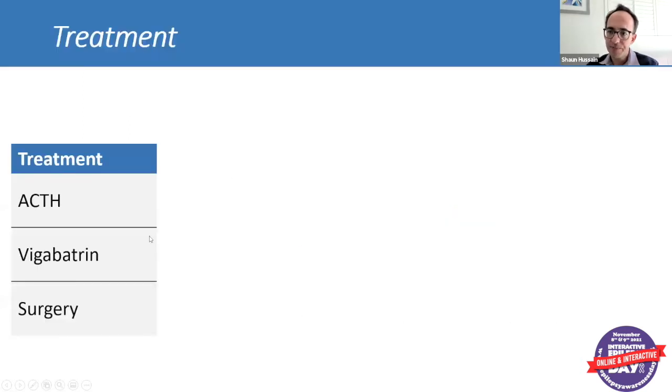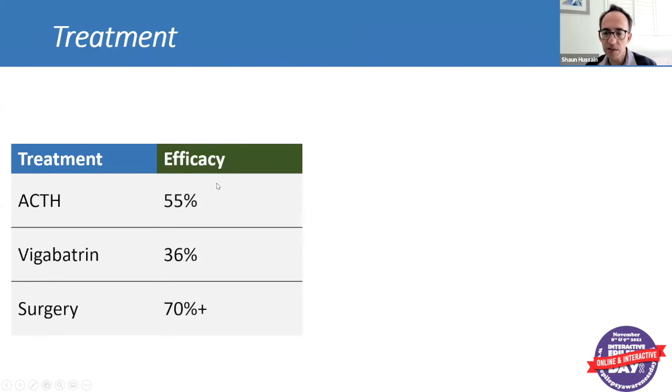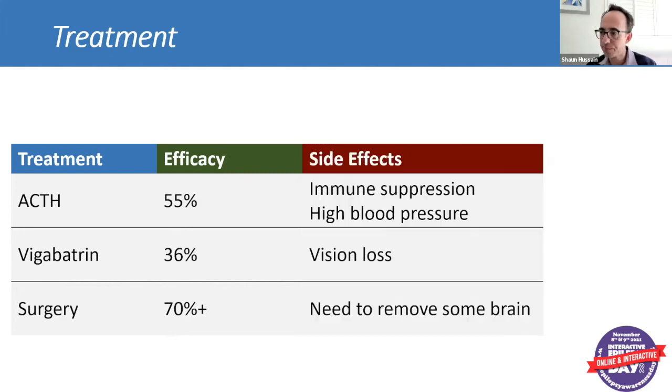So when it comes to treatment, the three main things are hormonal therapy, in principle ACTH, a second drug called vigabatrin, and surgery for very select candidates. The effectiveness of these therapies varies a bit, but none of them are nearly as good as we would like. ACTH and hormonal therapy in general is about 55% effective, vigabatrin about 36%. Surgery in good candidates can be as much as 70% effective. And by effectiveness, I mean disappearance of infantile spasms and normalization of the EEG, so disappearance of hypsarrhythmia and similar patterns.